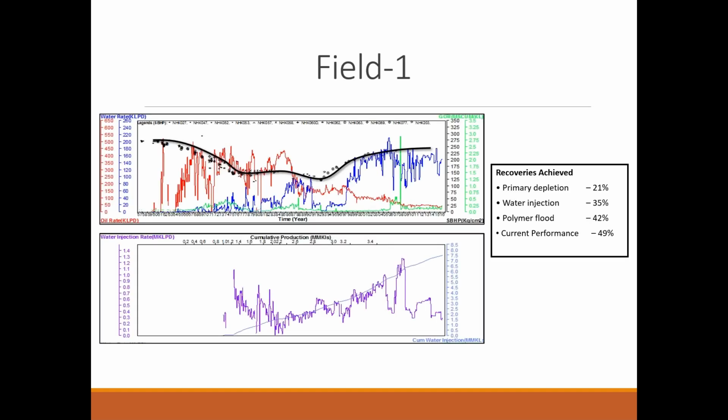So just start with field one. There are two graphs. First of all, the top graph. The top graph is representing basically oil, water, and GOR. Oil is represented in red, water in blue, and gas in green. And you can see these black dots basically. These black dots are nothing but pressure trends.